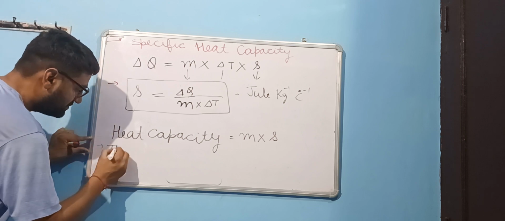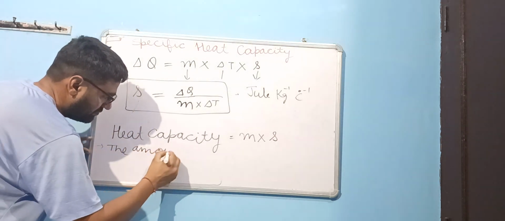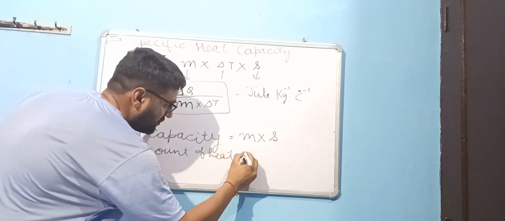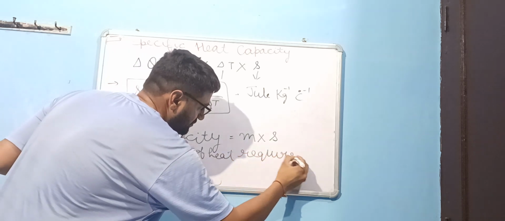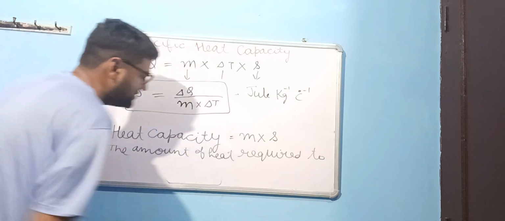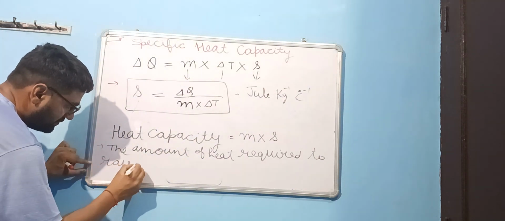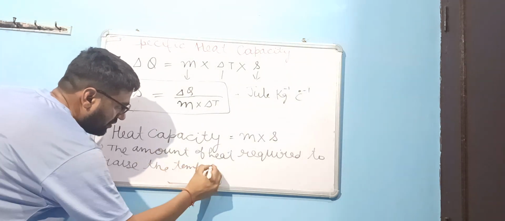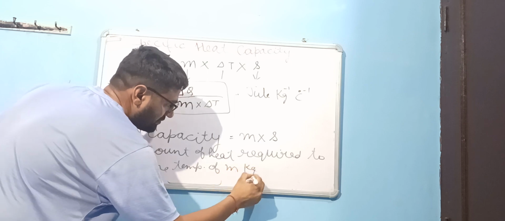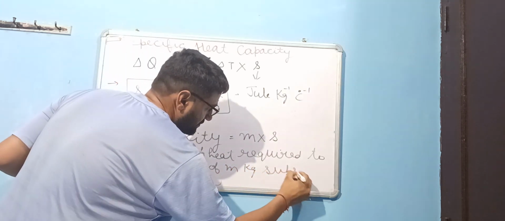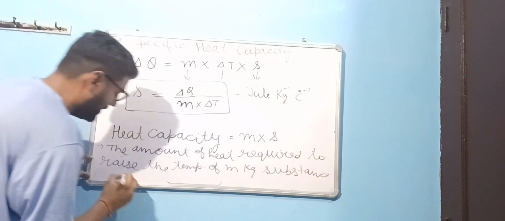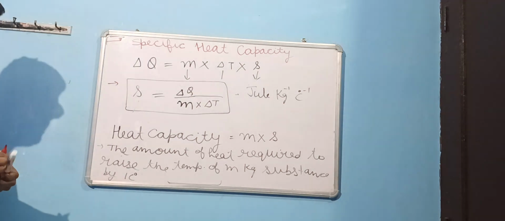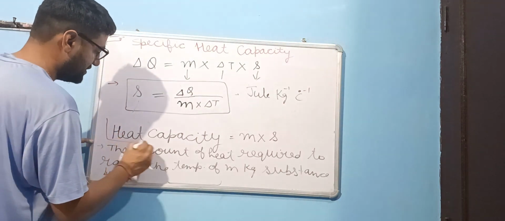The amount of heat required to raise the temperature of m kilogram substance by 1 degree Celsius. So this will be our definition of heat capacity.